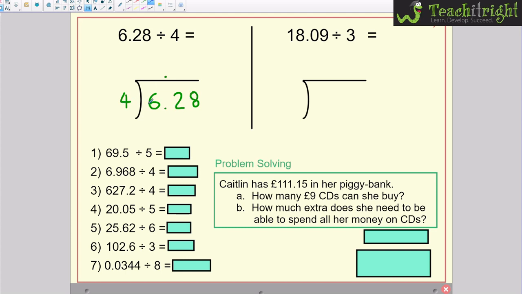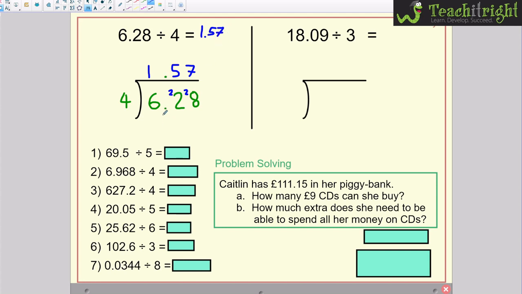So how many 4s into 6? Well, it goes in 1 time, and the remainder is 2. How many times does 4 go into 22? Well, in this case, 4 times 5 is 20, so it goes in 5 times, and the remainder is 2. And if 4 times 5 is 20, 4 times 6 is 24, so 4 times 7 is 28. So my answer is 1.57.